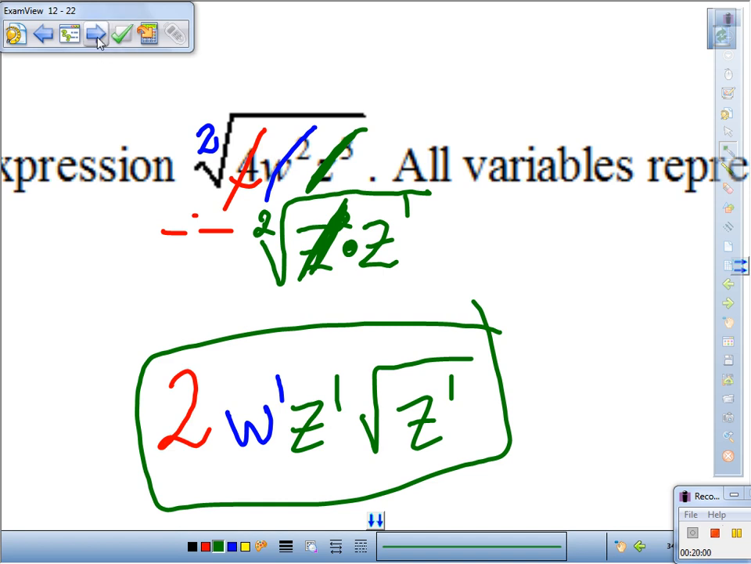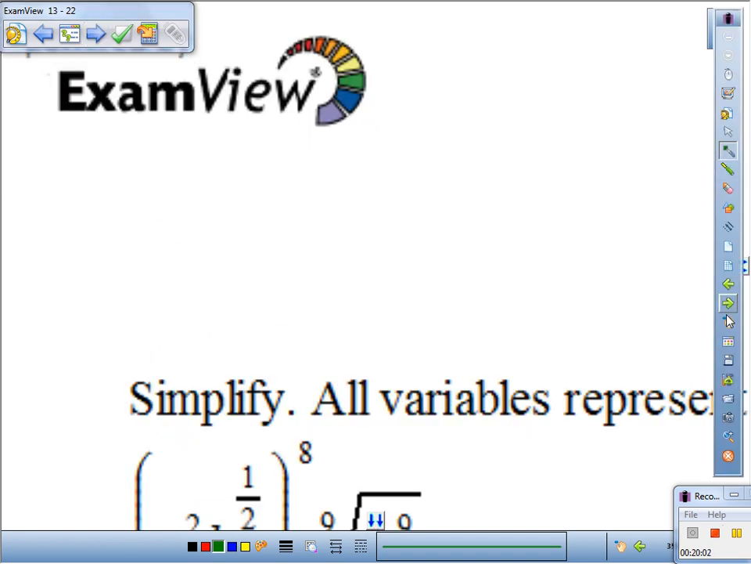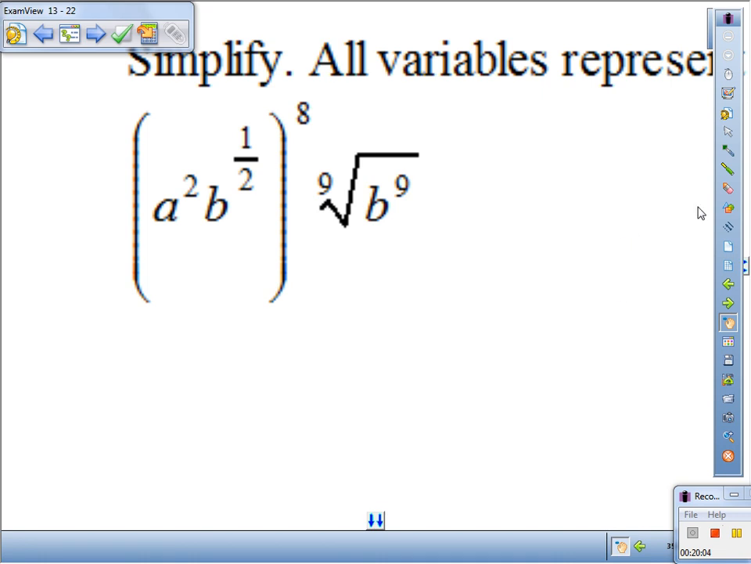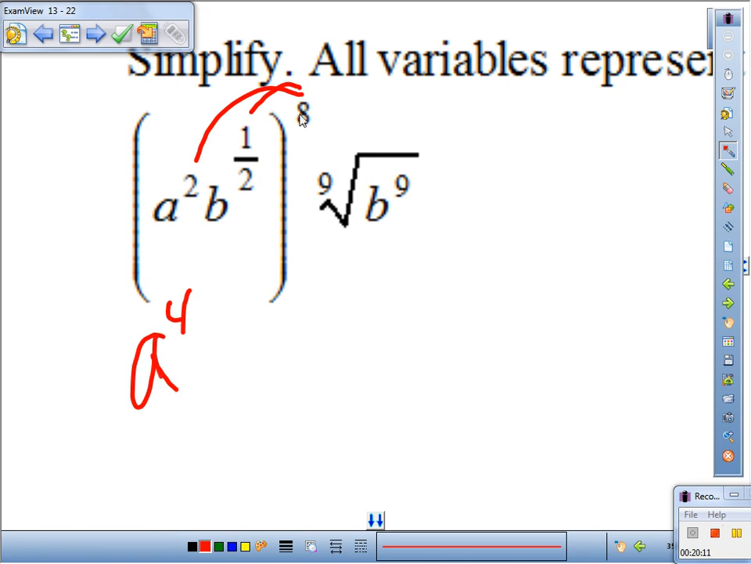Number 13. Start with red. Distribute, distribute. This is a to the fourth. 8 times 1 is 8 divided by 2. That's b to the fourth. Does everybody see how I got that? 8 times 1 is 8. 8 divided by 2 is 4. Okay? Times. That's what it means when they're side by side.